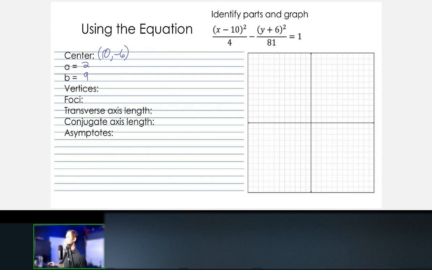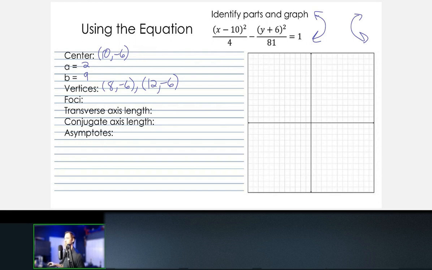The vertices, by the way, this one opens up left and right. I like to note that next to my equation just so I know what's going on. That means we're traveling left and right for the vertices and the foci. So for the vertices, we're traveling left and right 2 from 10. So 10 minus 2 is 8, and 10 plus 2 is 12.